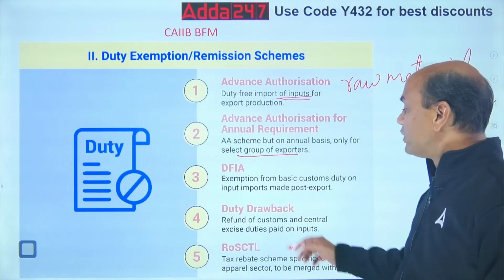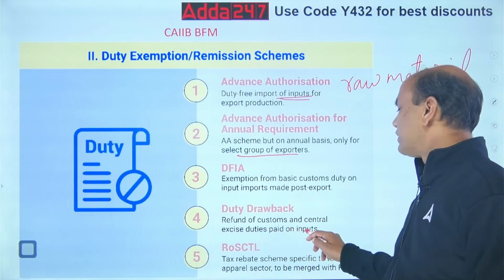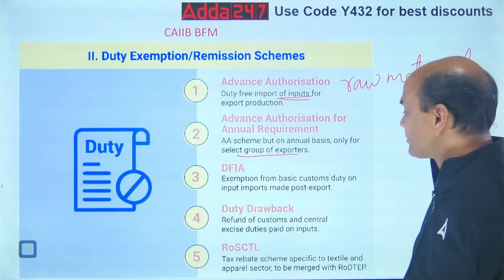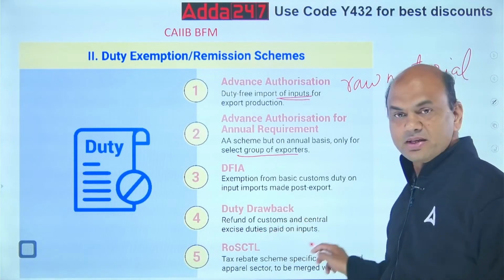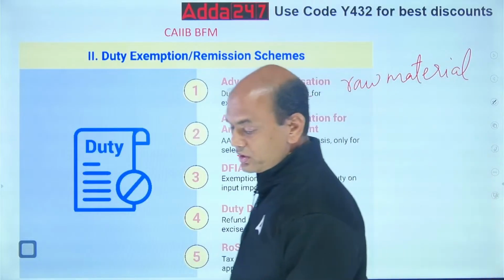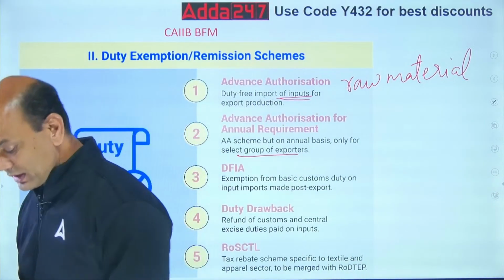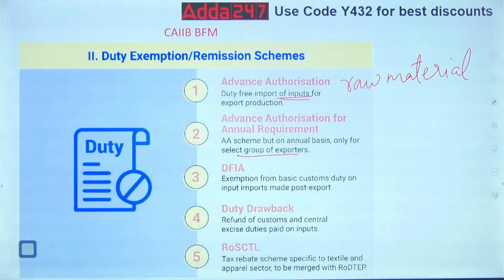Okay, duty drawback, refund of customs and central excise duties paid on inputs. Okay, a refund of customs and central excise duties. See, again the same thing. So duty drawback is always given later. Duty drawback is never given first. Kindly note. Duty drawback, you always get it later. Later means first you will have to pay, then you get it from the central government later.